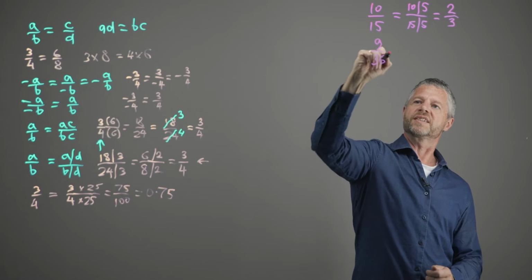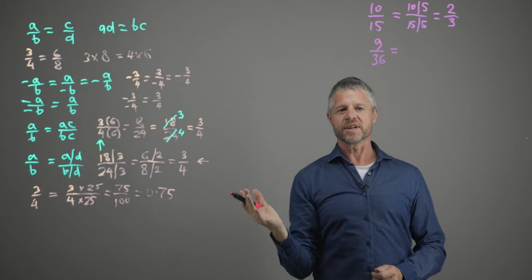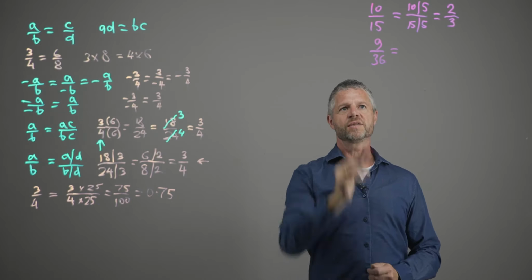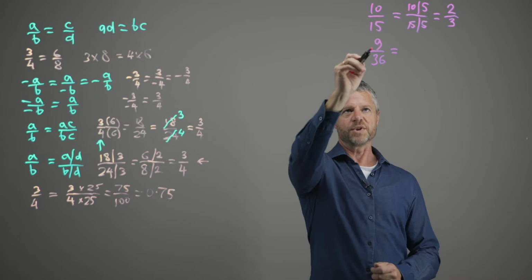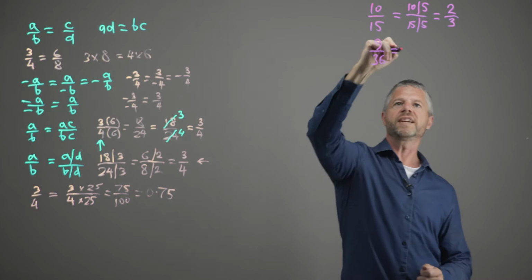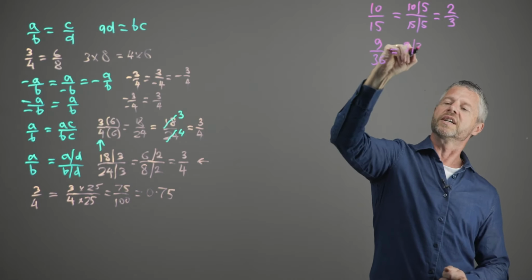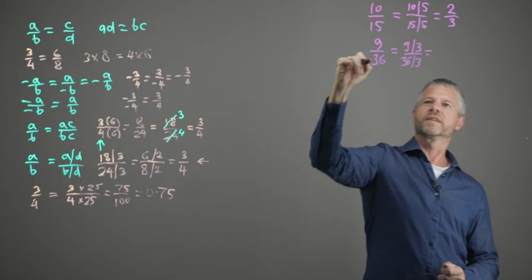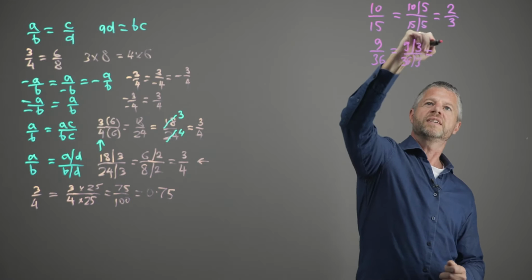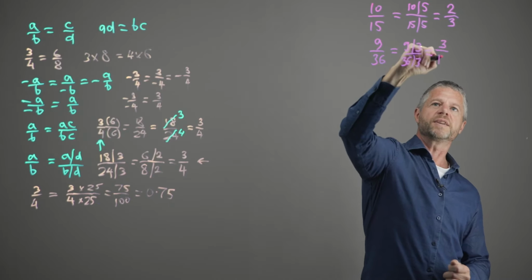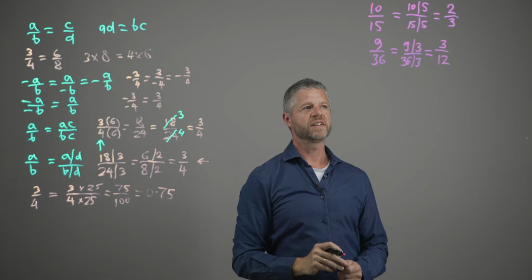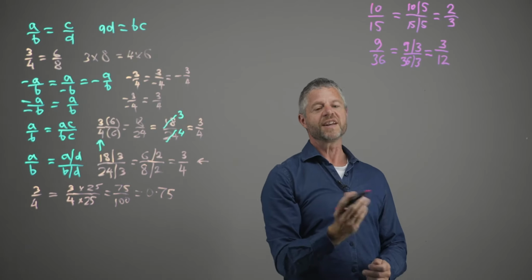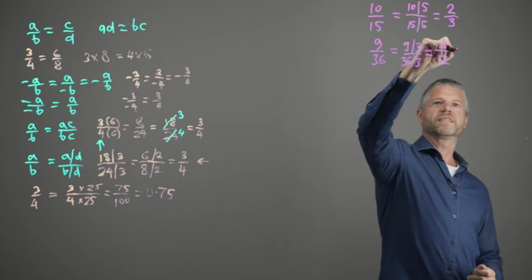9 over 36. So again, is it in lowest terms yet? Are there any common factors for 9 and 36? Well, 3. Both 9 and 36 are divisible by 3. So let's divide numerator and denominator by 3. So 9 divided by 3 is 3. 36 divided by 3 is 12. Is 3 over 12 in lowest terms? Not yet, because we have another common factor, 3 again.